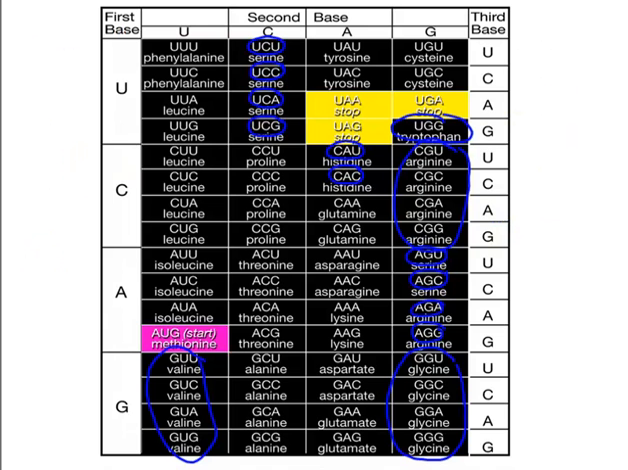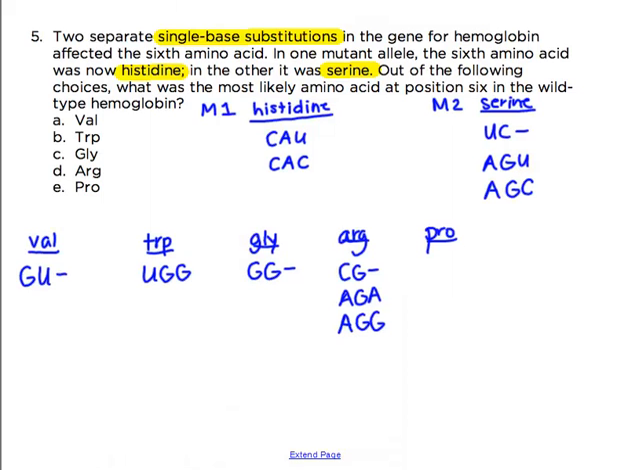And then finally for proline, proline can be encoded by these four. And those look like the only four, so we're going to write that as CC dash. Okay, so now that we have everything written down, let's start comparing. If we're looking at valine, valine is GU and then any nucleotide at that third position. So if we want to convert valine to histidine, that means that we would have to mutate this G into a C and mutate this U into an A.